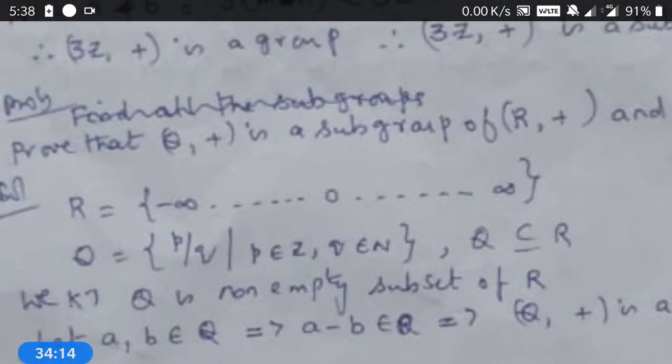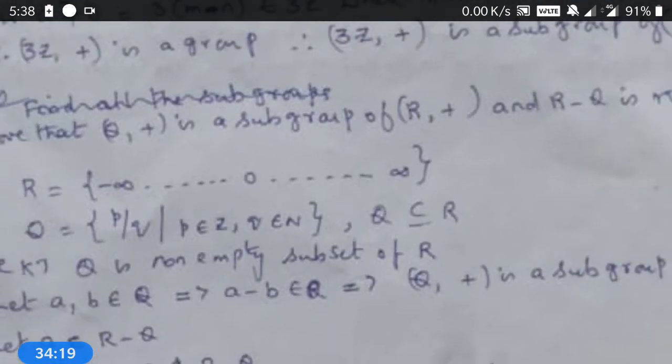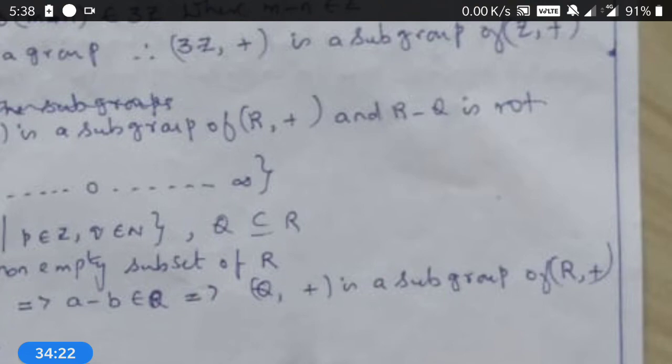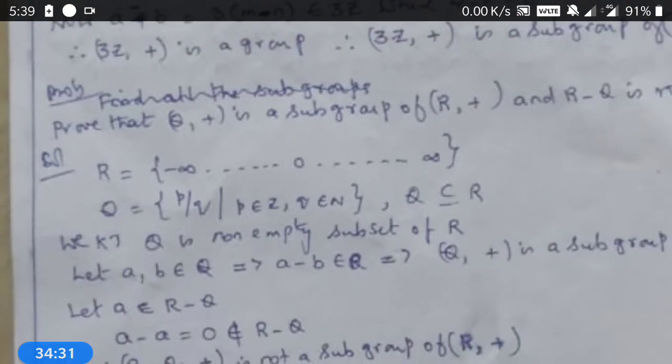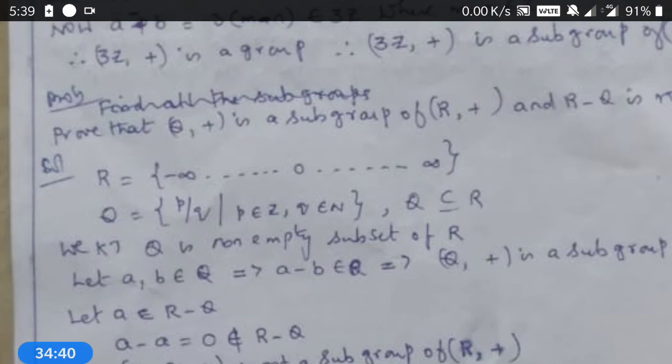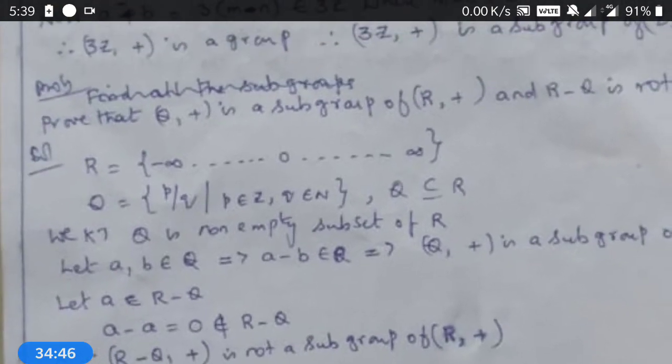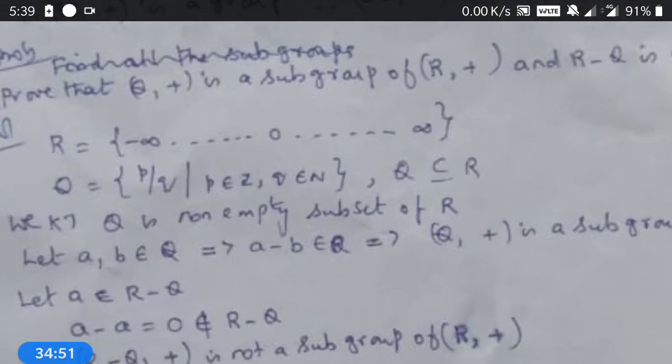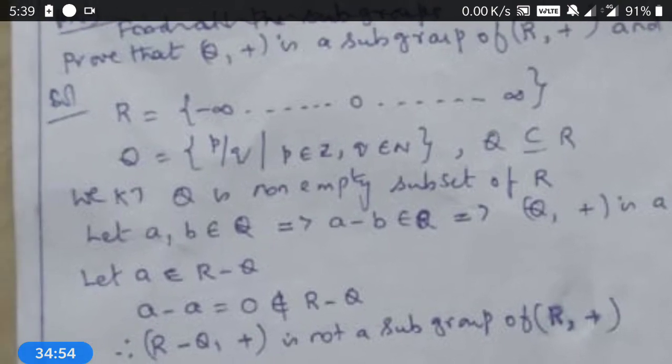Next we go to another problem: prove that (Q, +) is a subgroup of (R, +), but (R minus Q, +) is not a subgroup of (R, +). Once again, prove that (Q, +) is a subgroup of (R, +), and R minus Q is not a subgroup. What is R minus Q? The set of irrational numbers. What is Q? The set of rational numbers. What is R? The set of real numbers. So starting the problem, practicing the problem.